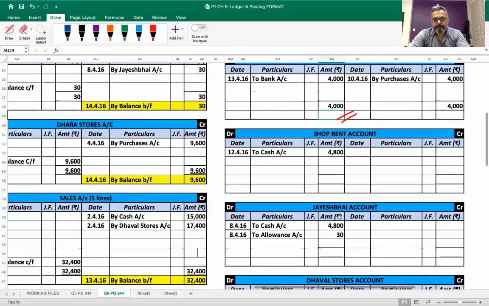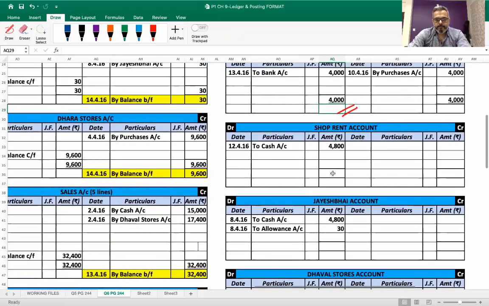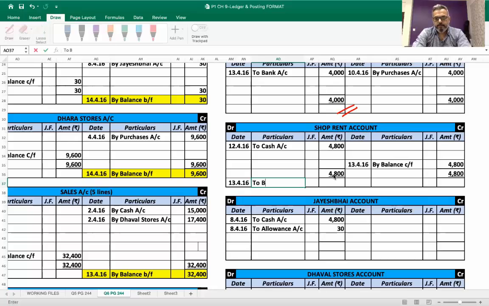Then shop rent, 4,800. 4,800 balance. By balance carried forward. Balance brought forward. Shop rent always has a debit balance because it's an expense.